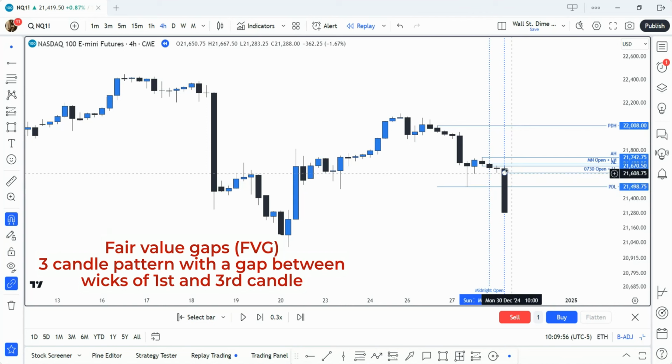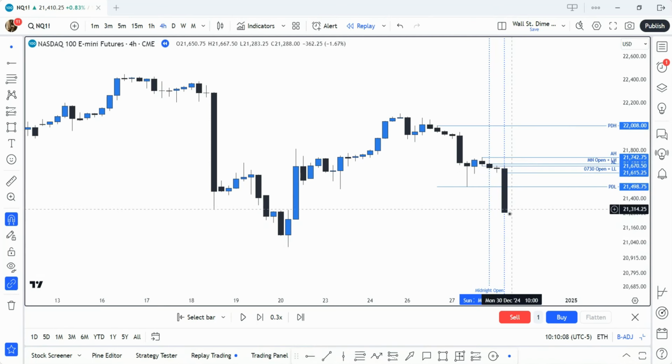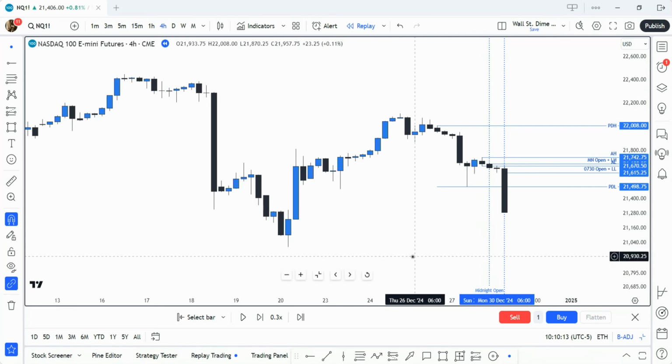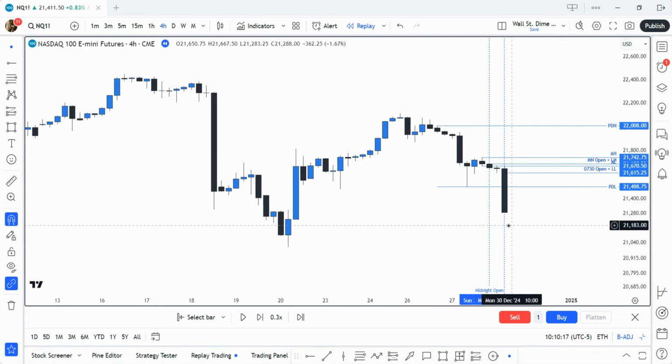And when you have an inversion of a fair value gap, most of the time, the trend continues. So this could actually go a lot lower, into the New York session. Doesn't have to, but the probabilities are higher at this point that that will happen. So I'm kind of forming a bearish bias. Doesn't mean it has to happen, but I am forming a bearish bias.